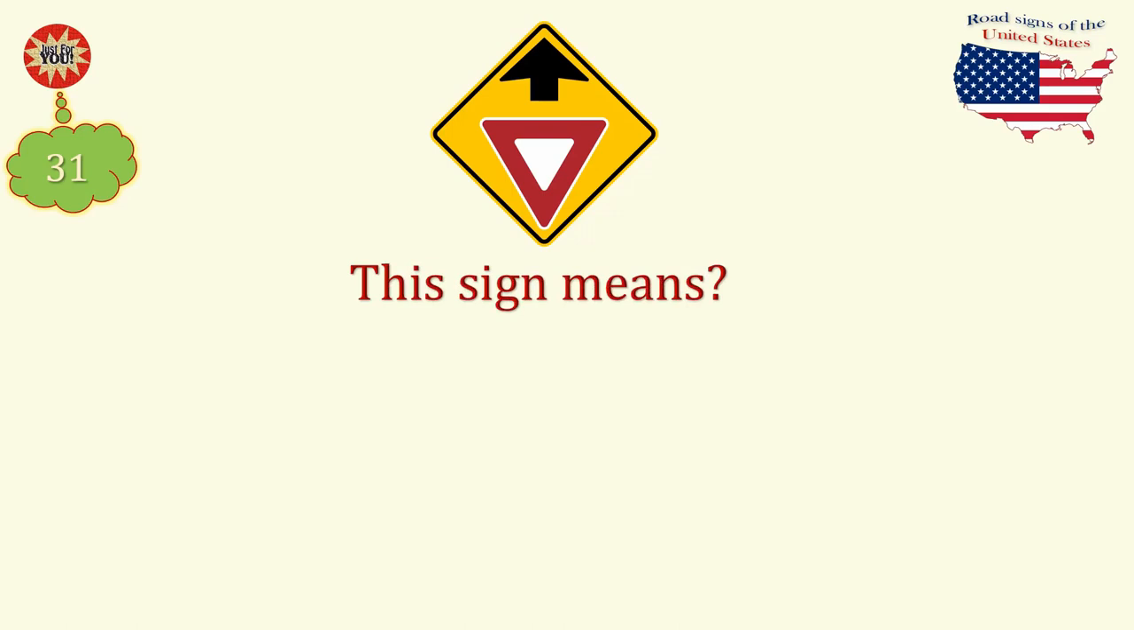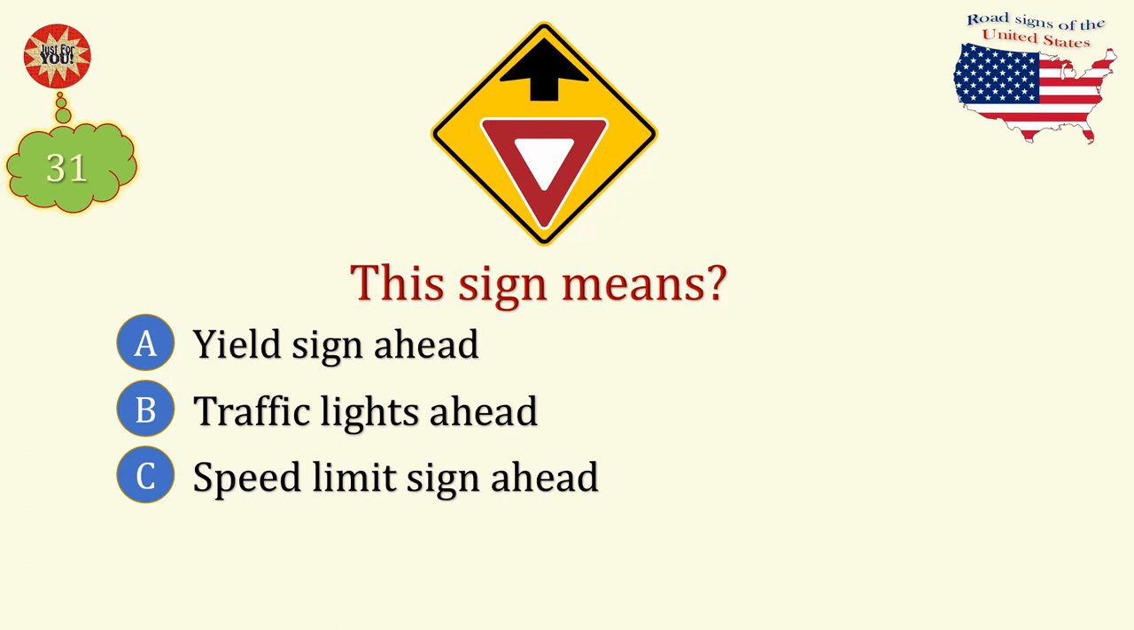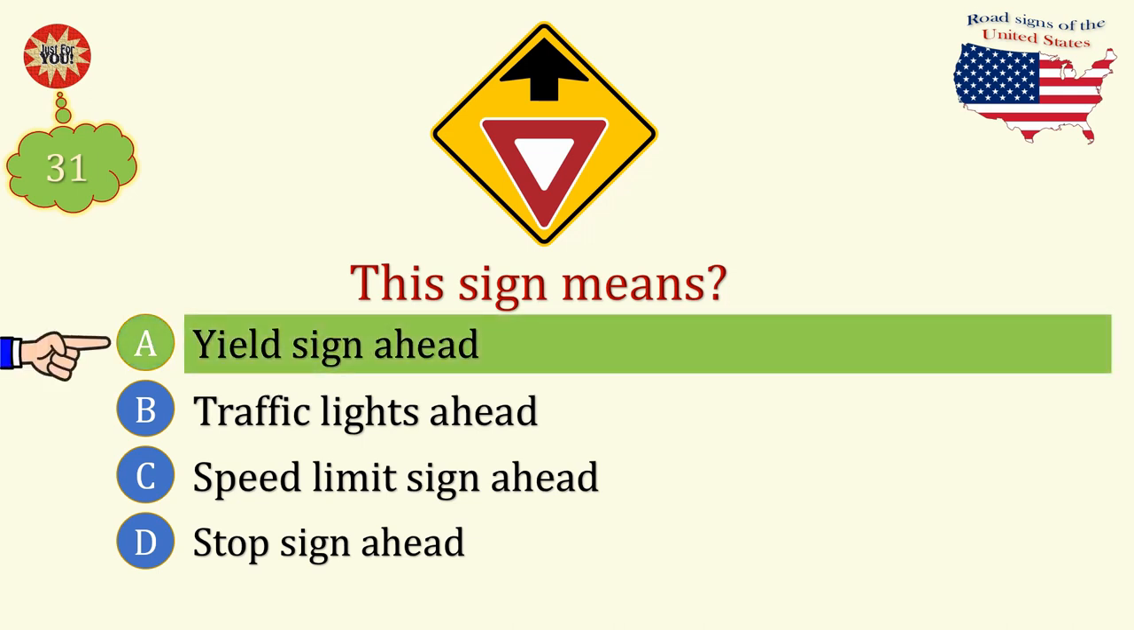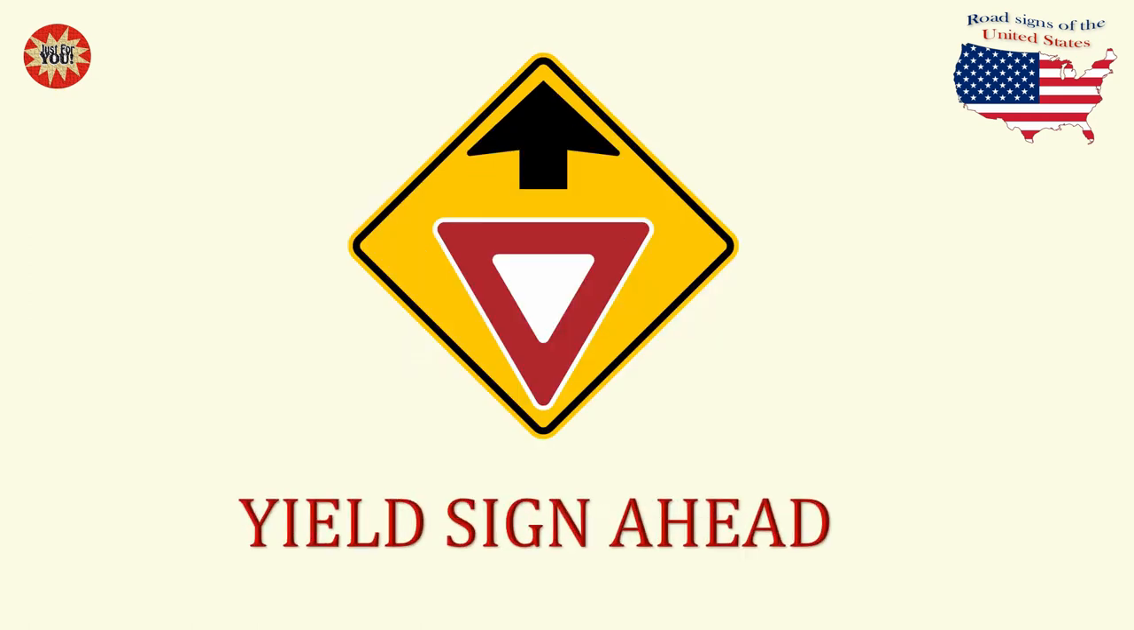This sign means? A. Yield sign ahead. B. Traffic lights ahead. C. Speed limit sign ahead. D. Stop sign ahead. The correct answer: A. Yield sign ahead.